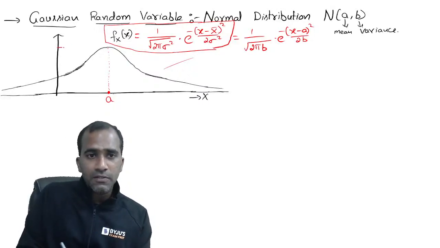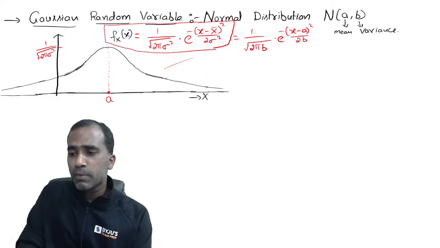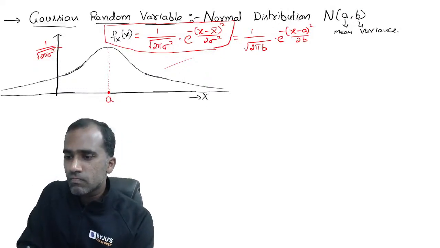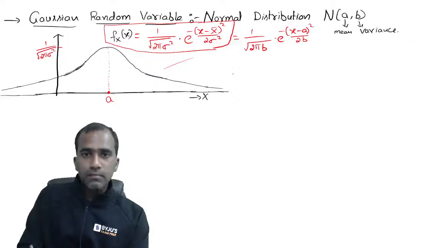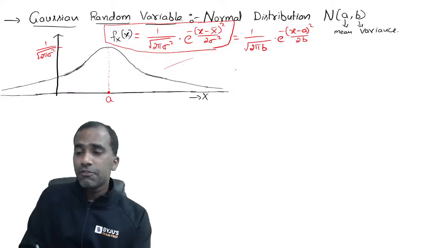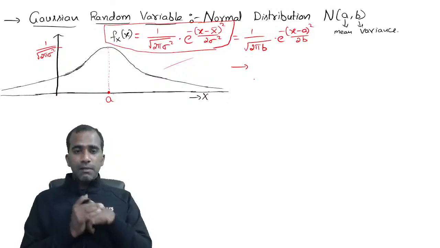So what is the height of this? It is 1 by root of 2 pi sigma square, or in this case it is 1 by root of 2 pi b. Okay, wonderful. Now let me ask you a few questions here. Let us analyze a few very important things.